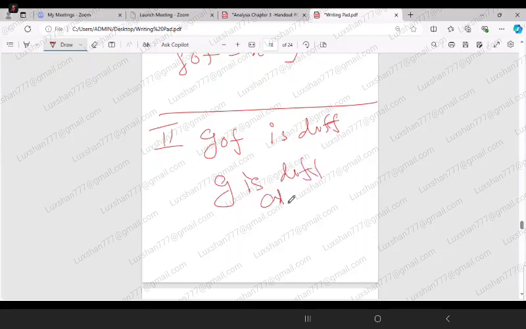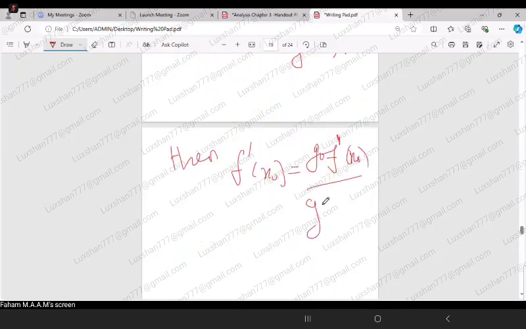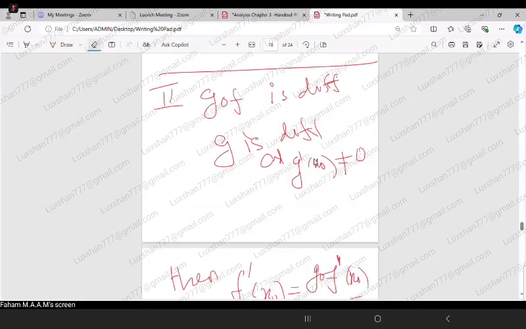and g dash x naught should not be equal to 0. Then you can say f dash x naught is equal to g circle f dash x naught over... no, sorry, this is not x naught. Why? Because the domain is different, no?